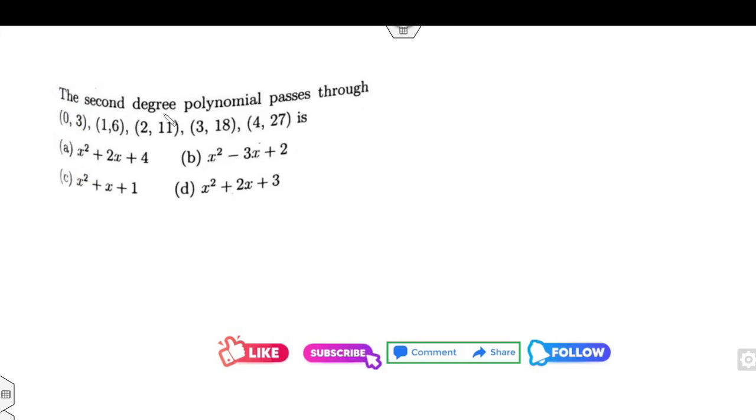Okay, look at this one. The second degree polynomial passes through these points. Again, you can see 0, 3. It is not passing.